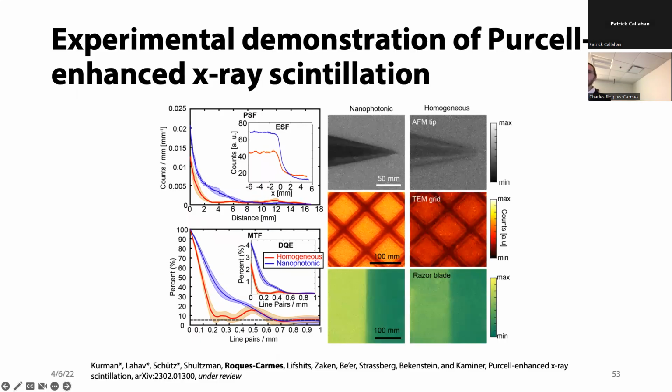And perhaps to convince you, we can just look at those images of an AFM tip, a metallic grating, and just a razor blade. And this is actually how we calculated or measured the MTF. You see that overall we get sharper and less noisy images with the nanophotonic scintillator.